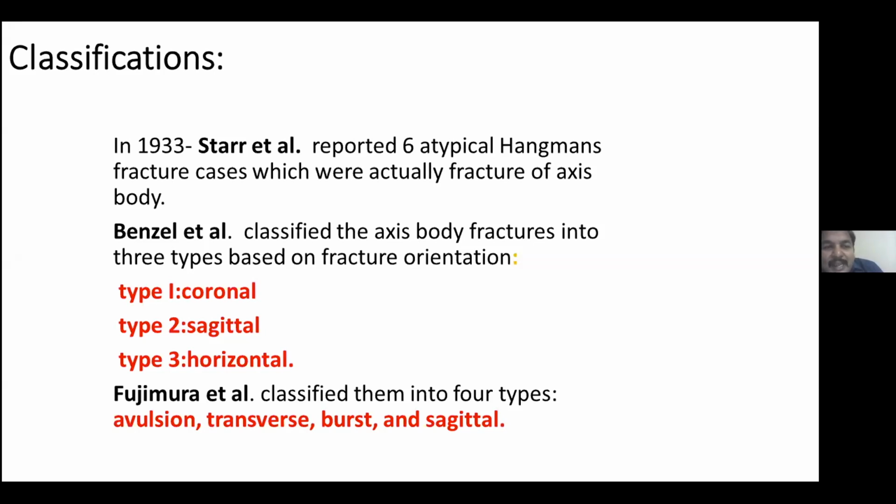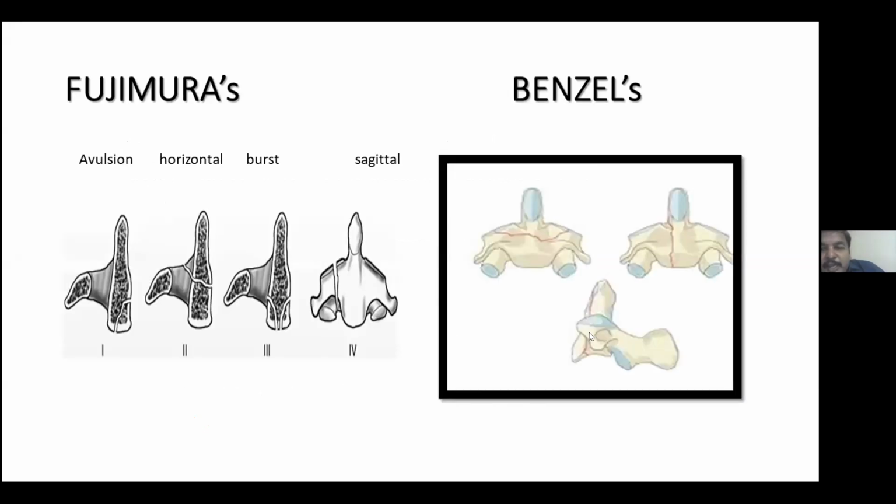Benzel again classified these axis fractures into 3 varieties: coronal, sagittal, and horizontal. Let me take you to this picture. This is type 1. There is a fracture line in the coronal plane, which splits the body into 2 coronal halves, one half in front, one half in the back. The half in the front can come forward. This is type 3, which is almost similar to the type 3 odontoid. This is the type 2 Benzel fracture, which splits the axis into 2 equal halves.